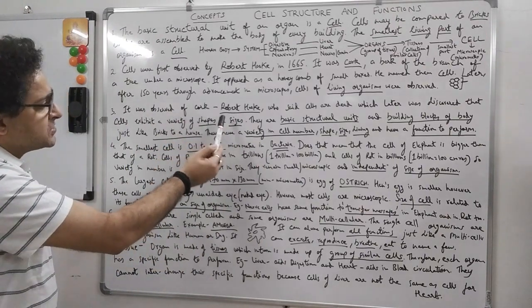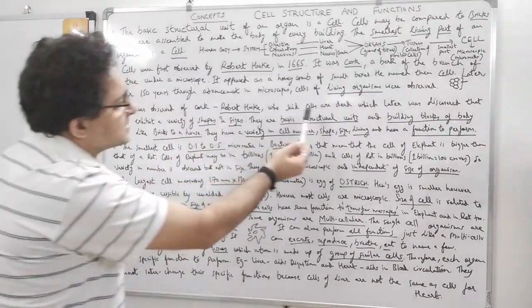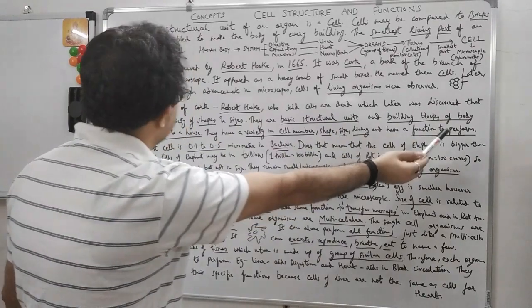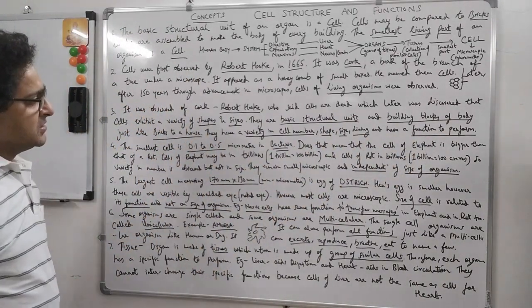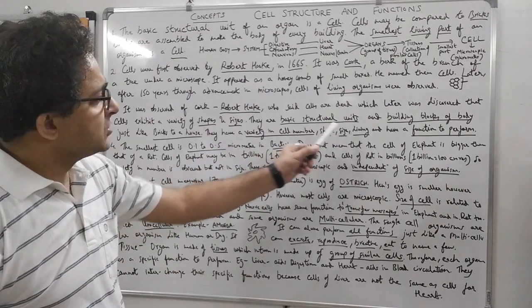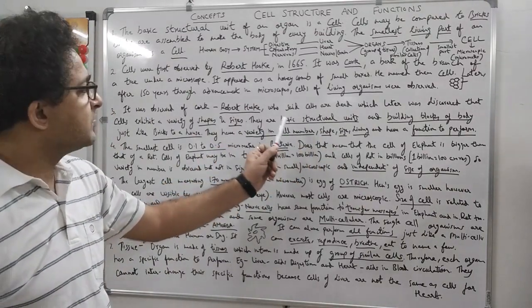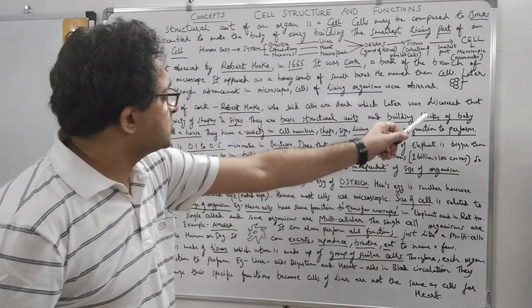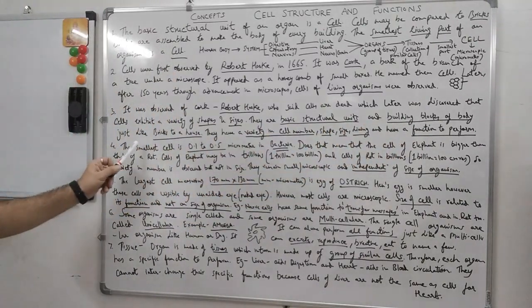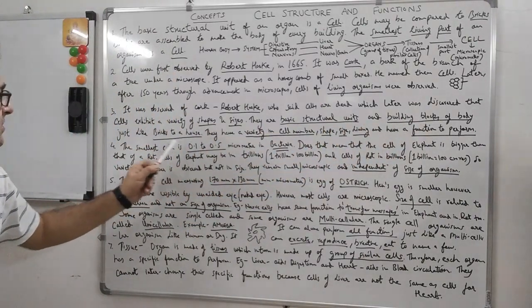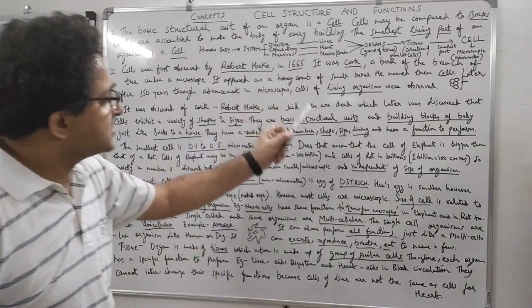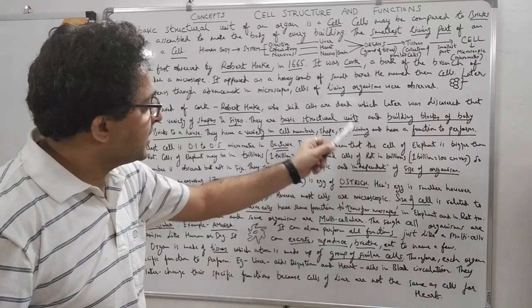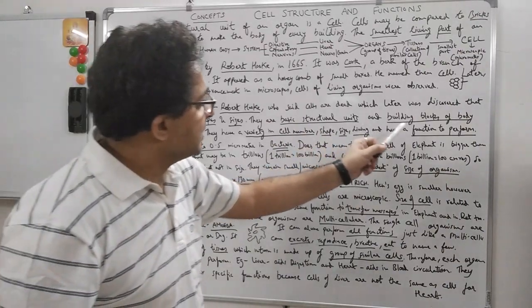This observation was by Robert Hooke, who said cells are dead, which later was discovered that cells exhibit a variety of shapes and sizes. They are basic structural units. I have underlined this: basic structural units and building blocks of the body, just like bricks to a house. They have a variety in cell number, shape, size. They are living and have a function to perform.